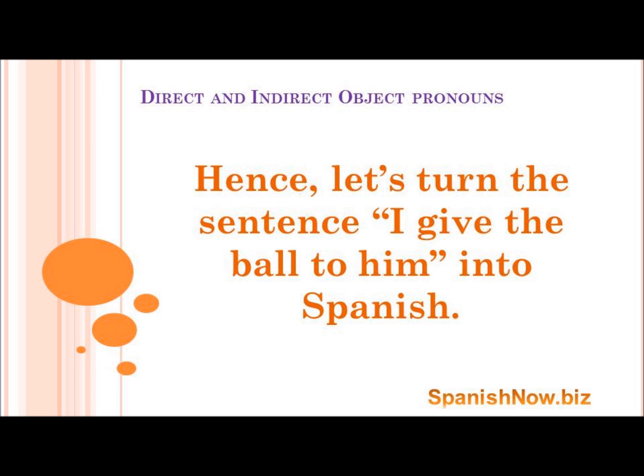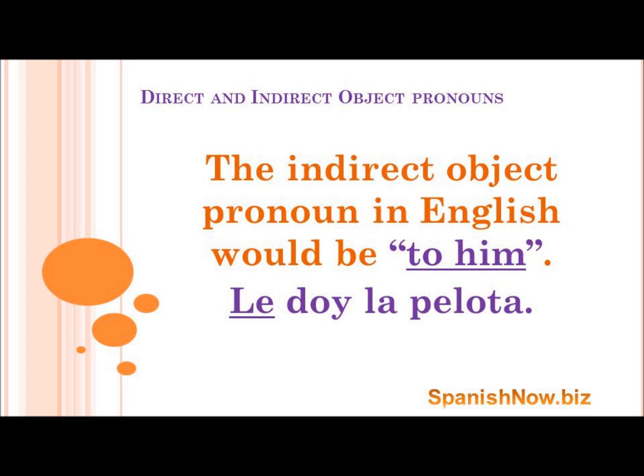So we're going to turn this into Spanish. I give the ball to him. Now the indirect object pronoun in English would be to him. In Spanish it would be le, because we're talking about him and that's a third person singular pronoun. So the indirect object pronoun would be to him. So our sentence is going to be le doy la pelota. To him I give the ball.